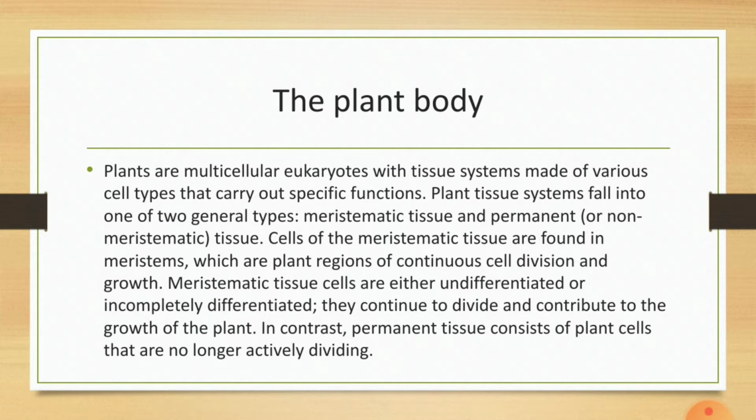The plant body. Plants are multicellular eukaryotes with tissue systems made of various cell types that carry out specific functions. Plants' tissue systems fall into one of two general types: meristematic tissue and permanent or non-meristematic tissue. Cells of the meristematic tissue are found in meristems, which are plant regions of continuous cell division and growth. Meristematic tissue cells are either undifferentiated or incompletely differentiated. They continue to divide and contribute to the growth of the plant. In contrast, permanent tissue consists of plant cells that are no longer actively dividing.